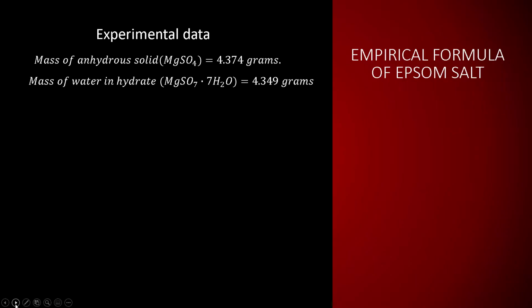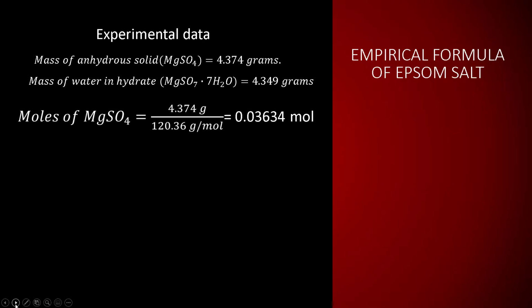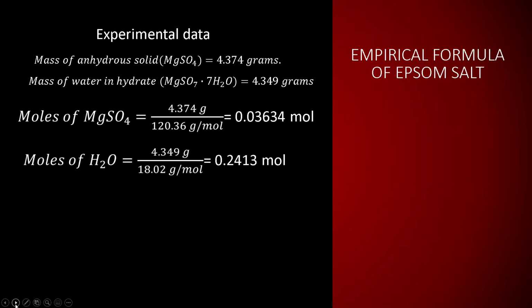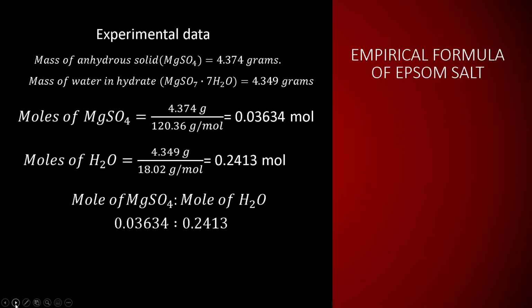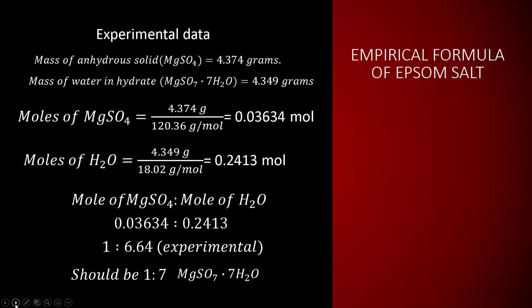What's also important to notice is that if we use the mass of the anhydrous solid and the mass of the water that's driven off, we can calculate the mole ratio of magnesium sulfate to water. And if we divide the mole values that we calculate by the lowest mole value, we arrive at a ratio that's almost a whole number ratio, in this case 1 to 6.64, but this is experimental data. We understand that ratio should be closer to about 1 to 7.